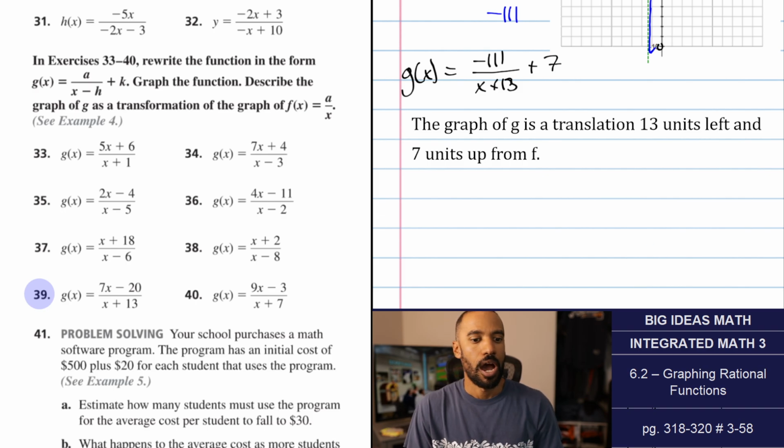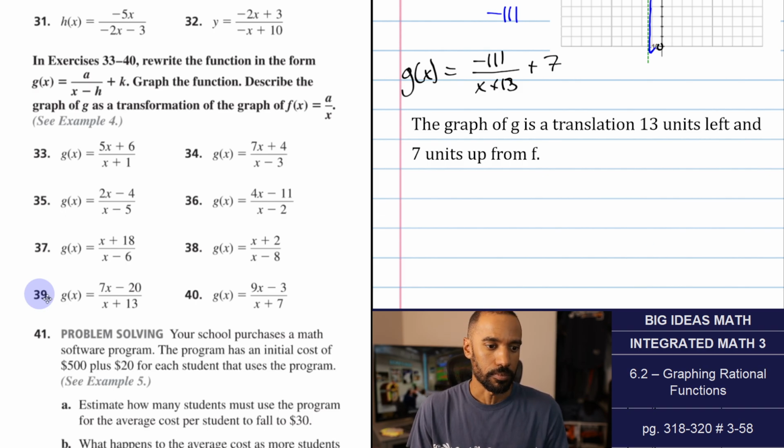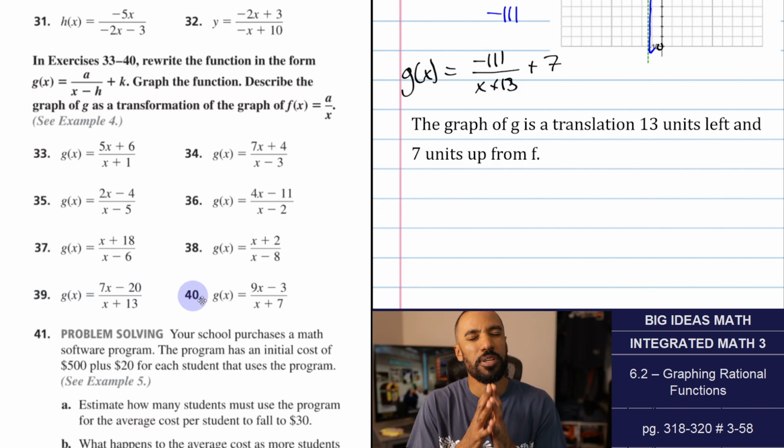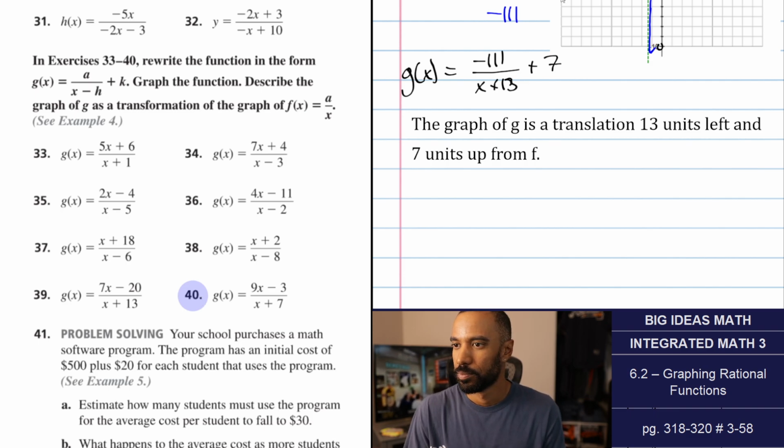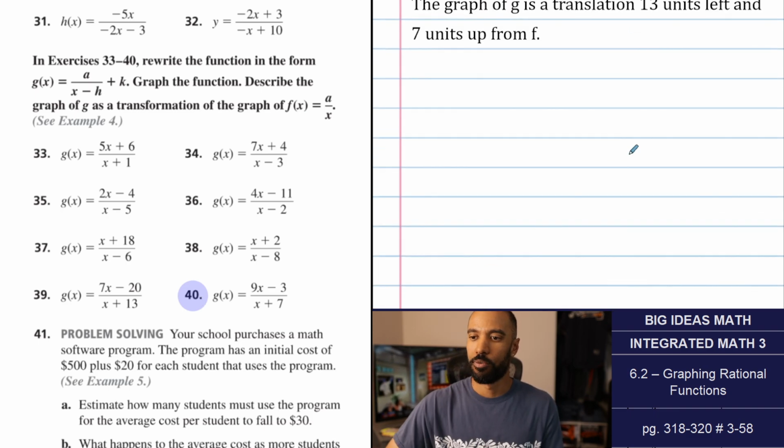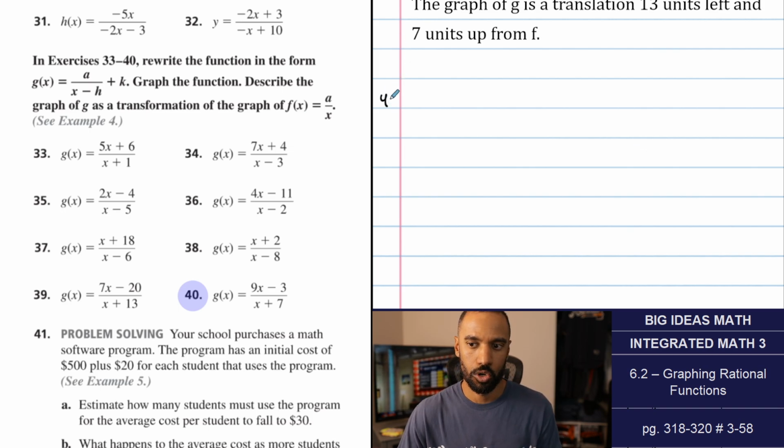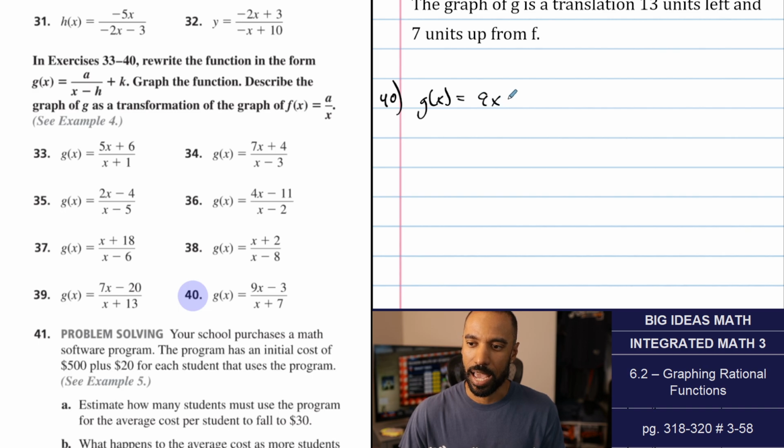Yeah, like that matters. All right, number 40. Please be normal. Number 40. Normal-esque. G of x equals 9x minus 3 over x plus 7.